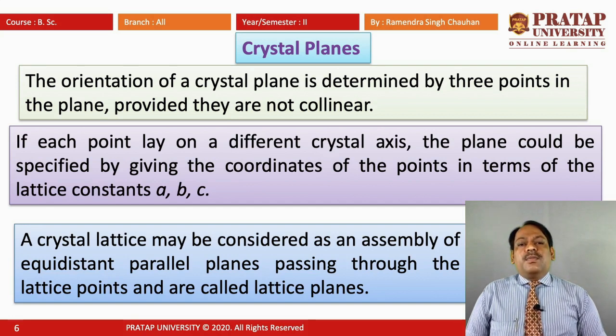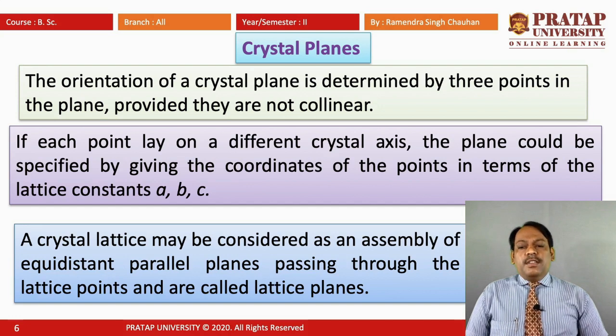And if each point lies on a different crystal axis, the plane could be specified by giving the coordinates of the points in terms of the lattice constants A, B and C. So, since these 3 points are non-collinear and on different crystal axes, the coordinates of these points are used to determine the plane, and these are given in terms of the lattice constants A, B and C. And hence, a crystal lattice may be considered as an assembly of equidistant parallel planes passing through the lattice points, and they are called lattice planes.